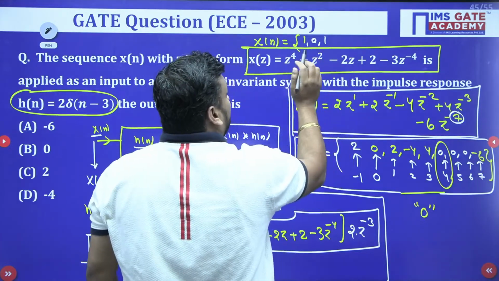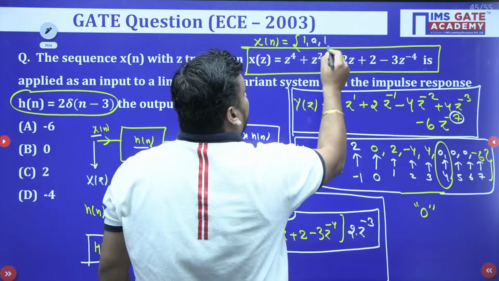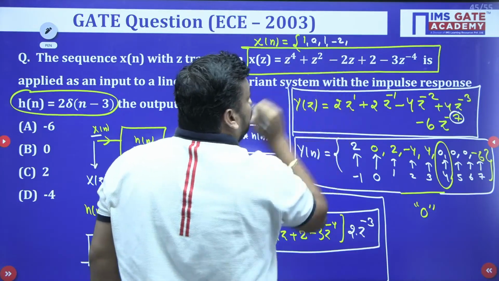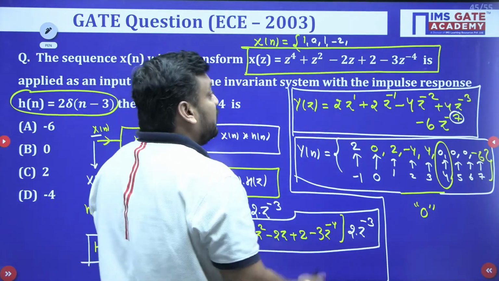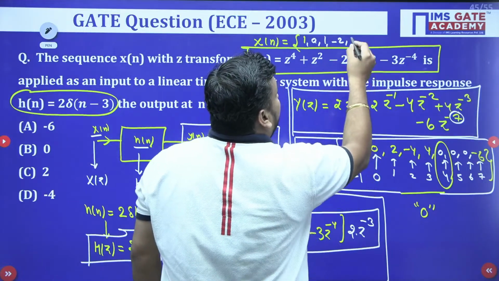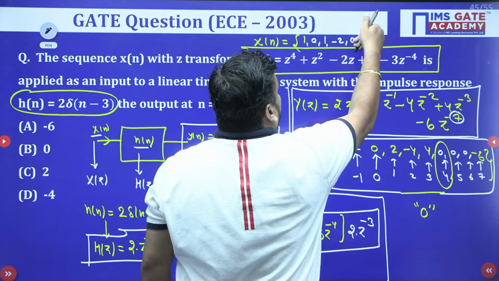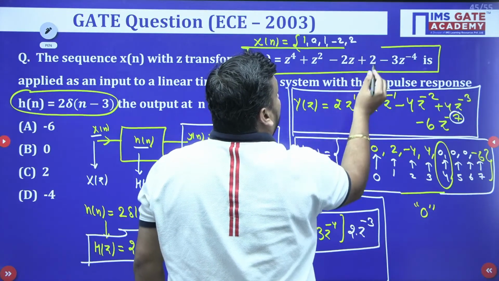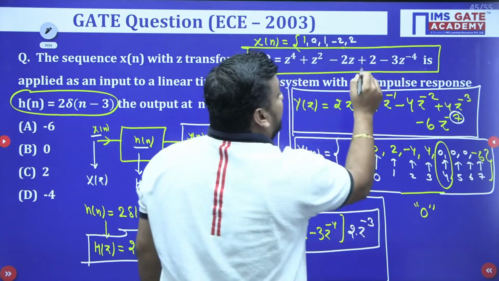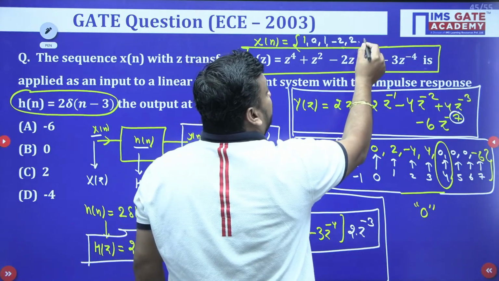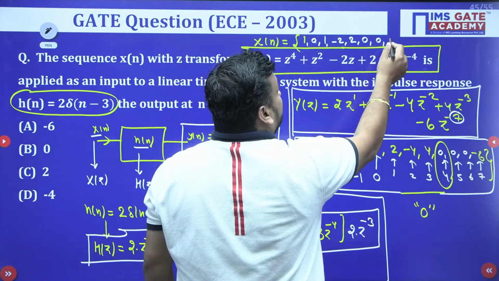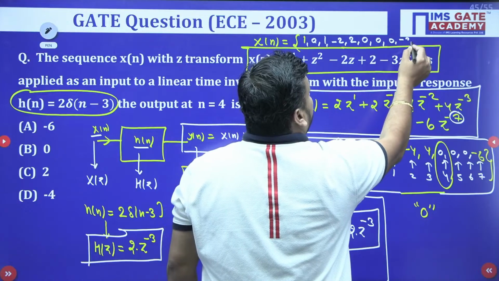So at minus 4 location, minus 3, minus 2, and minus 1 location is nothing but minus 2, okay, Z to the power 1, that is why. And 0 location is, no, 0 location is 2 actually. At 0 location we have 2, but at 1 location we have 0, 2 location 0, 3 location 0, and 4 location minus 3.